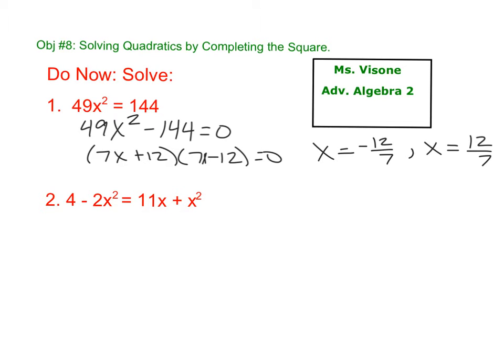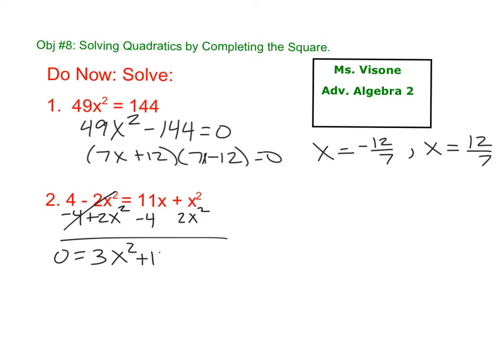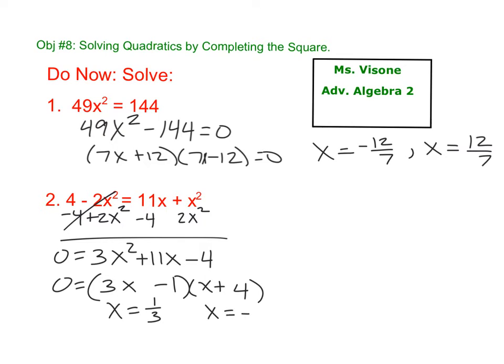For this one, I'm going to add the 2x squared and subtract the 4. All right, so we get 0 equals 3x squared plus 11x minus 4. I'm going to factor it in my head because I automatically notice that 3 times 4 is 12, which gets you very close to 11. And if we subtract 1, we get 12 minus 1 is 11. So then I get x equals 1/3 and x equals negative 4.